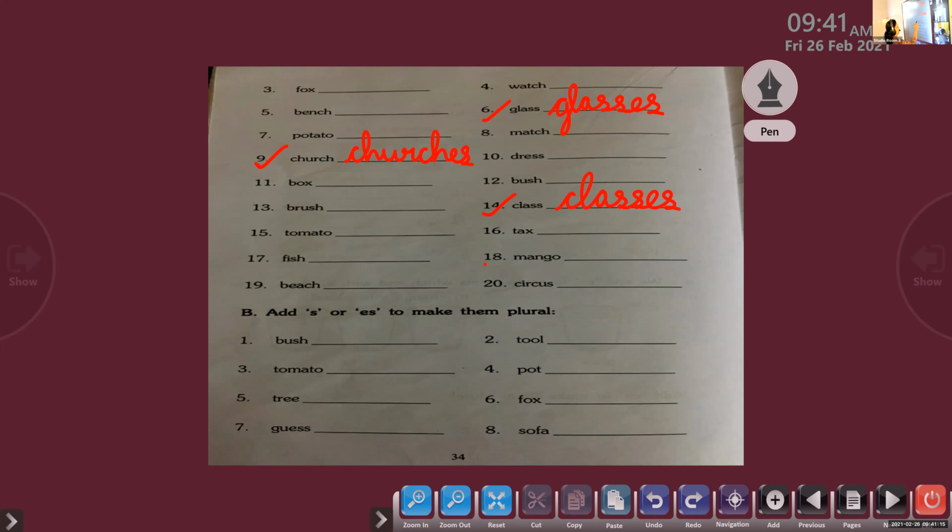Santom, unmute. Try number 18. Yes, ma'am. 18. Mango. Mangoes. Spelling? M-A-N-G-O. Mango. M-A-N-G-O-E-S. E-S. Mangoes. Say it again. M-A-N-G-O-E-S. Yes, very good. Okay, thank you. Thank you, ma'am.